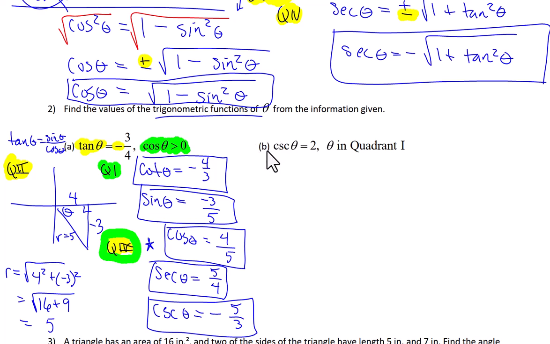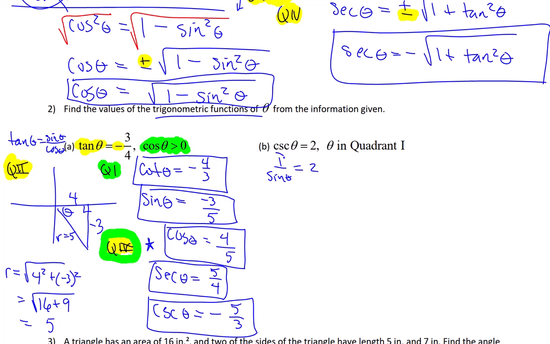All right, let's move on to example B. Still in the same instructions here, we're trying to find all the trig functions for the following given information. First, now we're told that cosecant of theta equals 2, and we're told that theta is in quadrant 1. All right, so let's put this together to see what we can learn. So remember, cosecant, as defined previously, is 1 over sine theta. So cosecant theta is 1 over sine theta. We're given that that's equal to 2. Well, okay, fine. So 1 over sine theta equals 2.